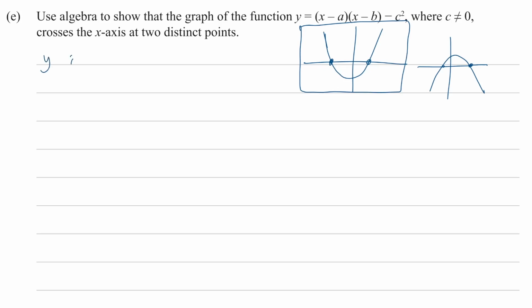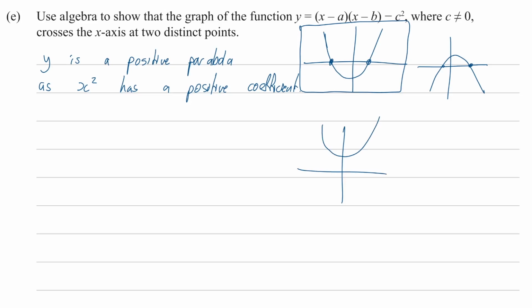Y is a positive parabola, as x squared has a positive coefficient. Great. So we know it's going to look something like this, right? It's positive, it's happy, it's smiling. Now, that could mean that it's up here, right?